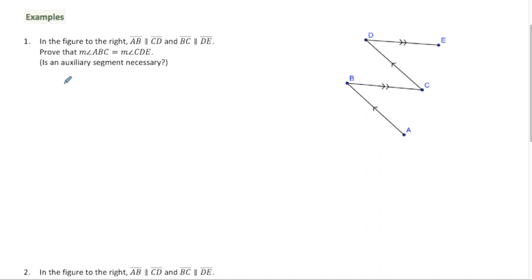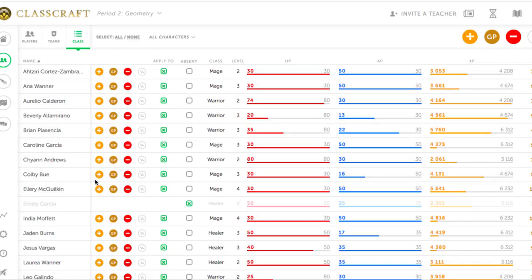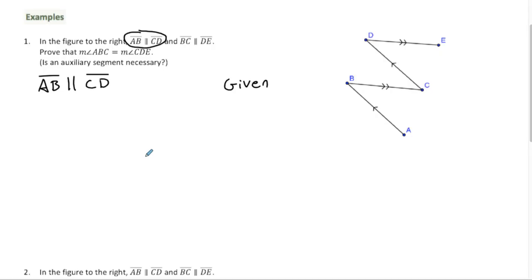All right, Jaden, go for it. A, B, C, D, E. Tell me how to say that. The line segment AB. Oh, okay. Line segment AB. What of the two is congruent? Careful. Or parallel? Is parallel to the line segment CD. And why do we know that? Because it's given. Yeah, thank you. It's the first time we got XP.